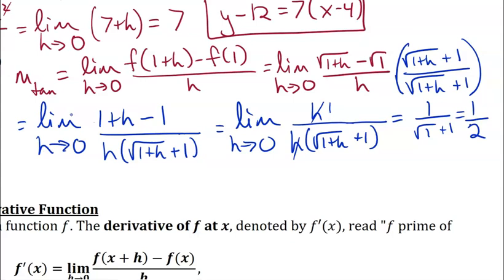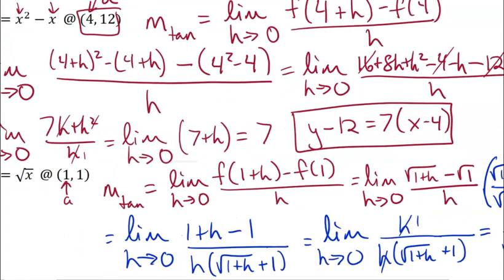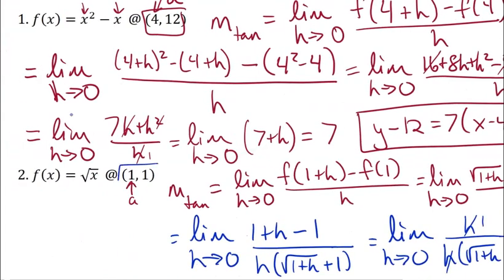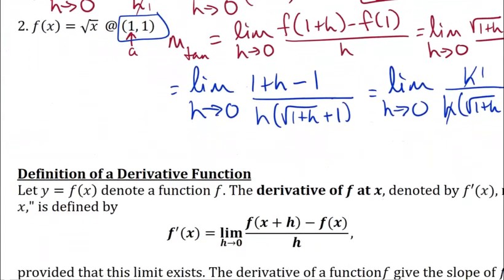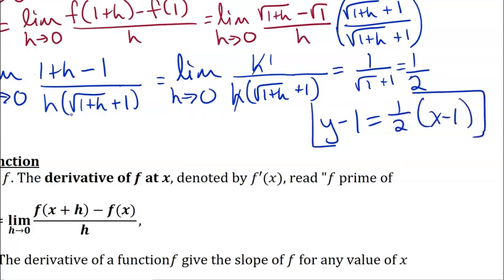Once again, part B says to write the equation of the tangent line. I need a point and a slope. My slope is 1/2. My point is the ordered pair (1, 1). So, come back over here. The equation of my tangent line: y minus 1 equals the slope 1/2 times x minus 1, and that is my tangent line.